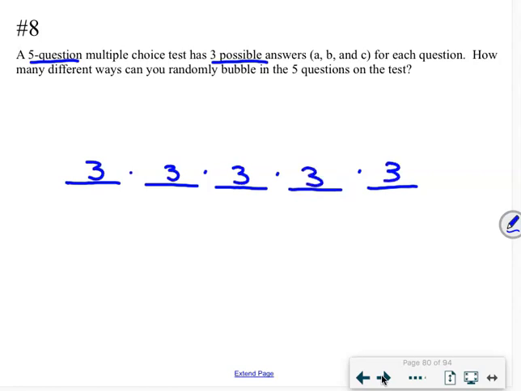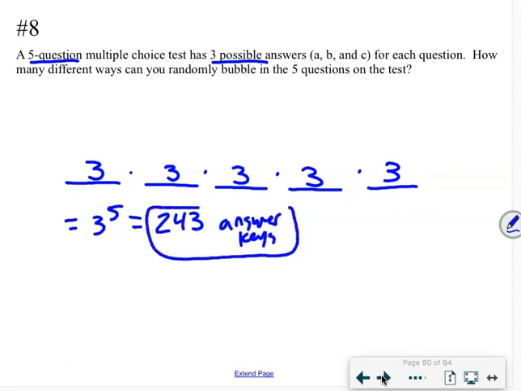Each one has 3 possibilities. A, B, or C. So a lot of people might do this as 5 times 3. This is actually 3 to the 5th power, or you could just do 3 times 3 times 3 times 3 times 3. All right, when you do that, you get 243 different answer keys. Okay? So with that one, probably not a good idea to guess. You have a 1 in 243 chance of getting 100%.